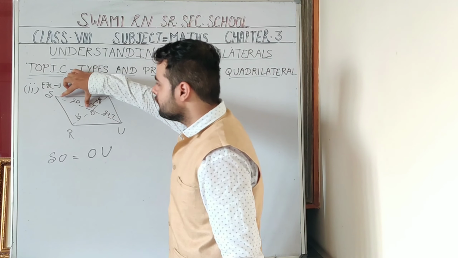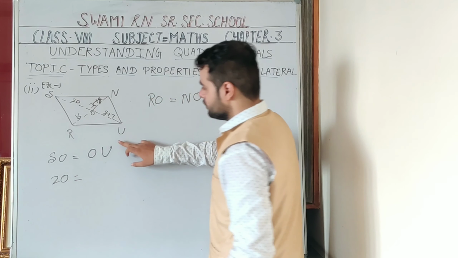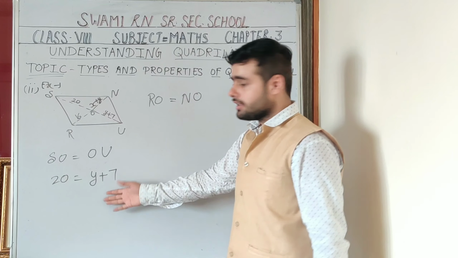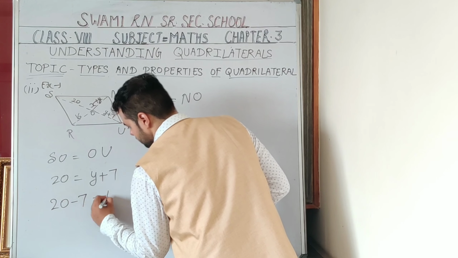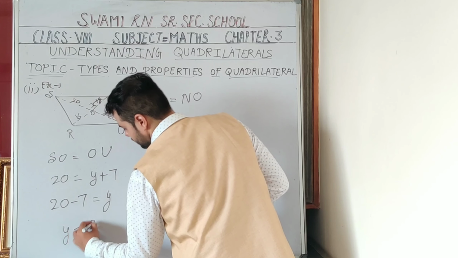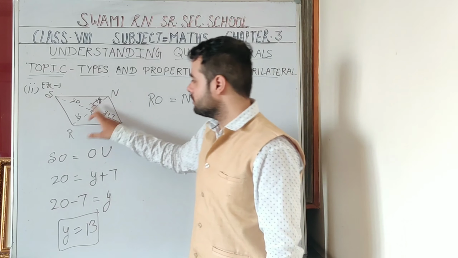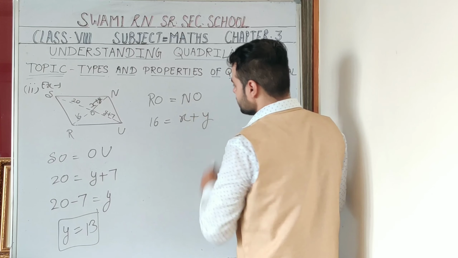What is the value of SO? That is 20. And what is the value of UO? That is y plus 7. Find the value of y. Send this 7 across to the other side. That is 20 minus 7 is equal to y. So y is equal to 13. Now we will take RO is equal to NO. That is 16 is equal to x plus y.